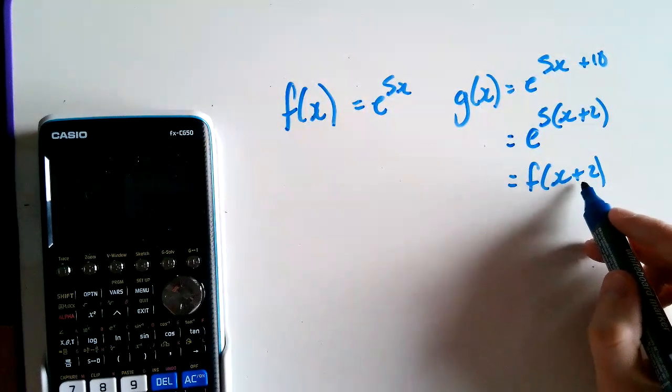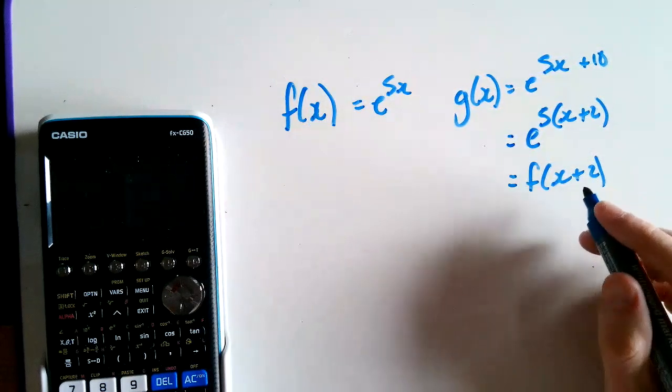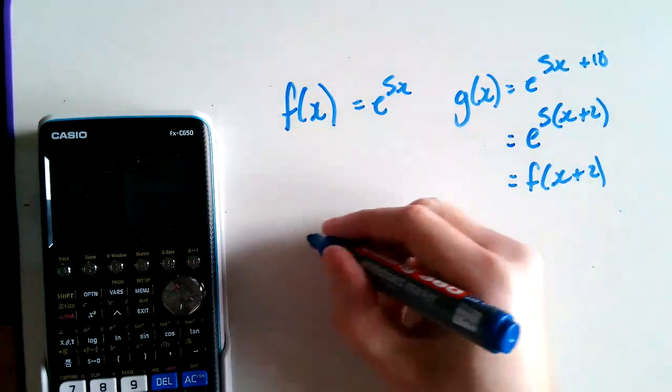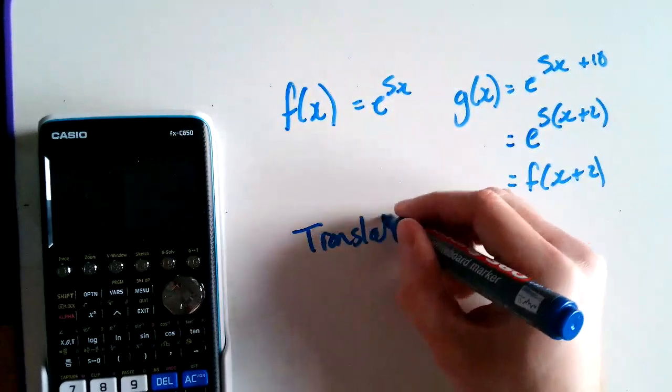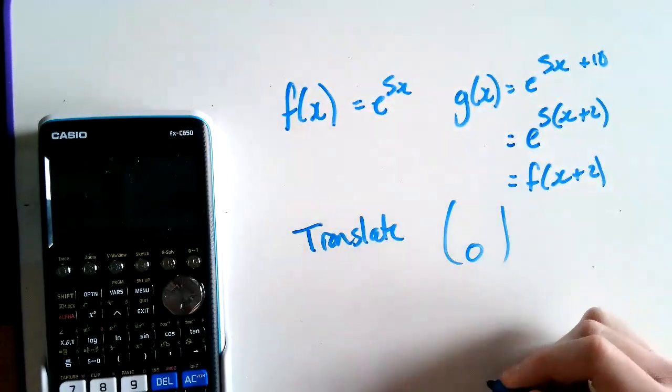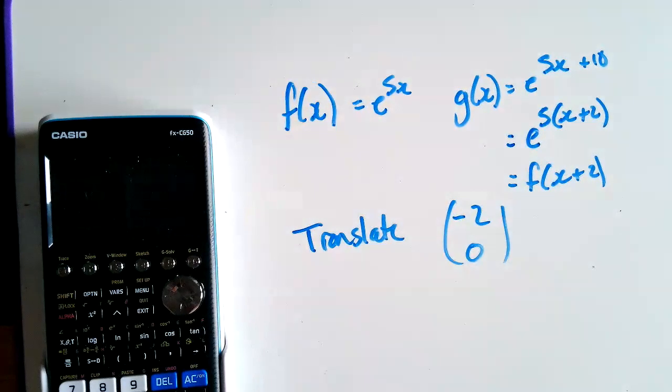So that plus 2 is inside the bracket, so it's the opposite answer to x. It's a plus, so it's a translation in x, with nothing in y, and it's the opposite, so it's minus 2. Translate by minus 2, 0.